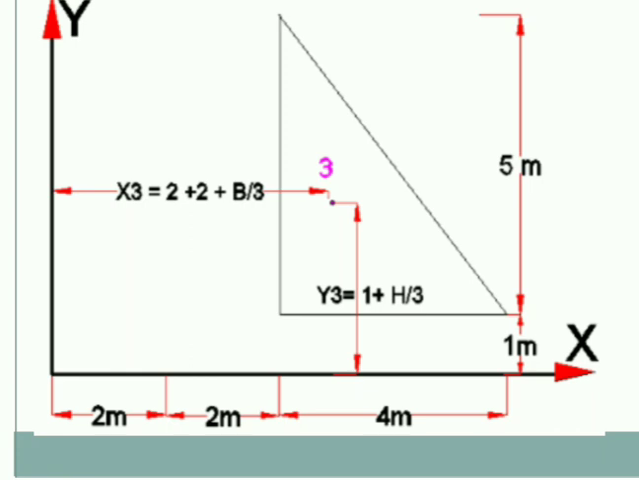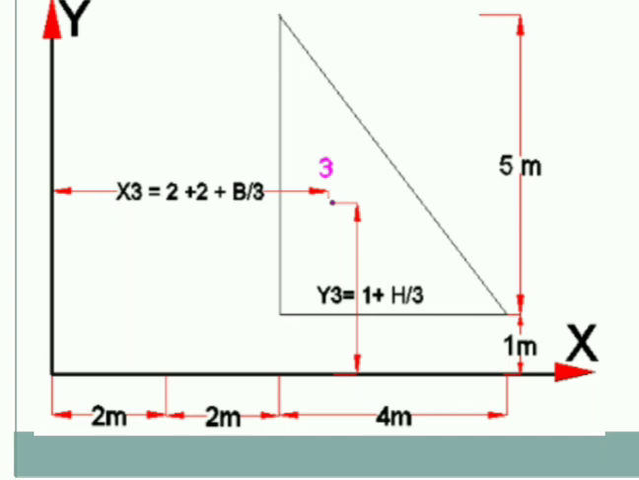Now why have we taken b by 3 here? Because now the vertical side is the one from which we are locating the triangular centroid. The centroid of the triangle we are locating from the vertical side here, whereas in the first triangle it was from the hypotenuse. There we had taken 2b by 3. Mark and remember this point throughout. So here x3 will be 2 plus 2 plus b by 3, and b for this triangle is 4.